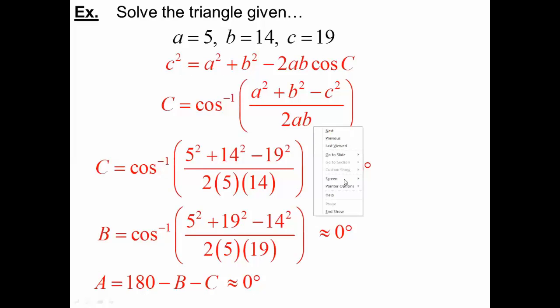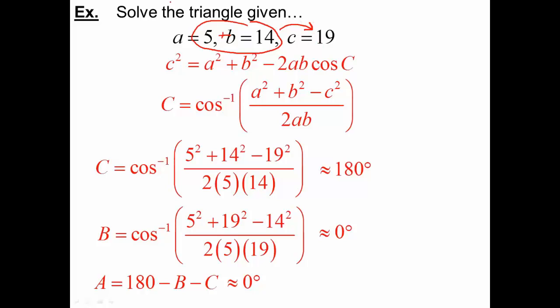in geometry, you learned about a theorem that said in order for a triangle to be a triangle, two sides added together have to be bigger than the third side. If not, then it's not a triangle. 5 plus 14 is not bigger than 19. So in other words, this one, when I say solve the triangle, is not possible because it is not a triangle.